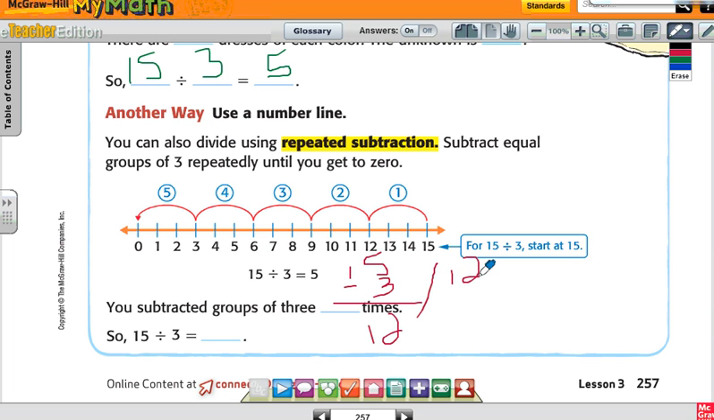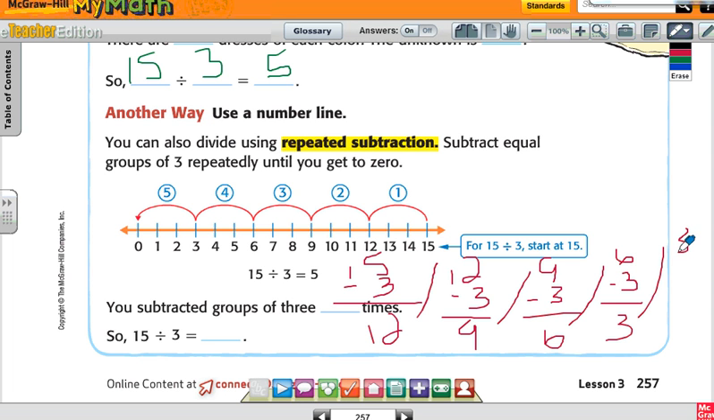And then you're going to subtract 3 from 12. I get 9. Then subtract 3 from 9, I get 6. Then you're going to subtract 6 minus 3, I get 3. And then you're going to subtract 3 minus 3, I get 0. It says you can also divide using repeated subtraction. So I repeated subtraction each time, subtracting equal groups of 3. I subtracted 3 each time until I got to 0, and here I got 0.